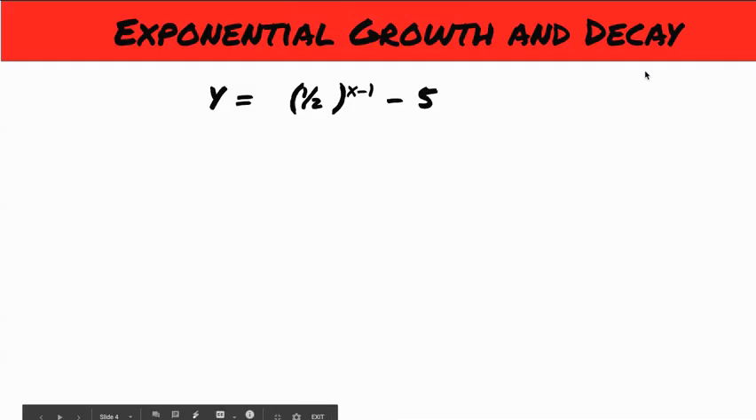Now that we've investigated our exponential graphing, let's go take a look at y equals a base of 1/2, exponential decay, it's less than 1, to the x minus 1, a shift 1 to the right of the parent function, minus 5, a shift of 5 down.